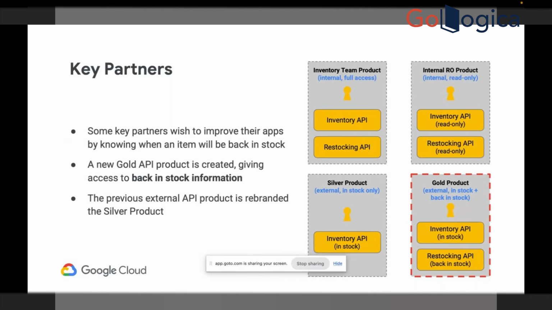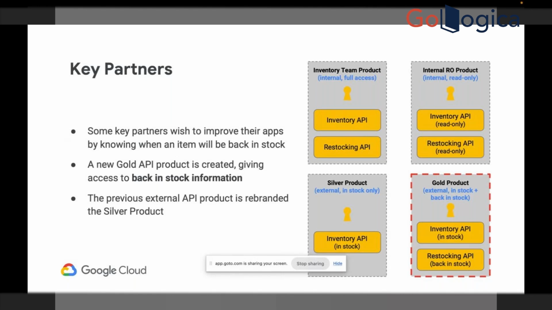Now if the item is not in the stock, they want to make another API call to see when it will be back in the stock. So what is the restocking option? When the item is back in the stock, they want two APIs, one to check the stock, which is already given to the external developer, but they want one more. Okay, because they are partners.